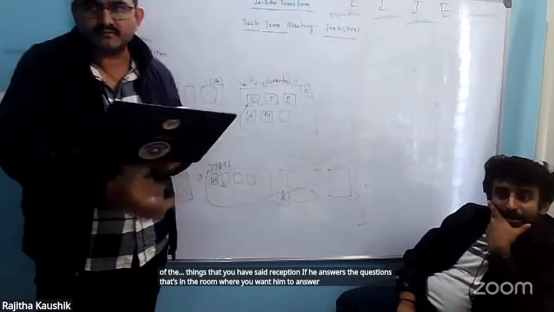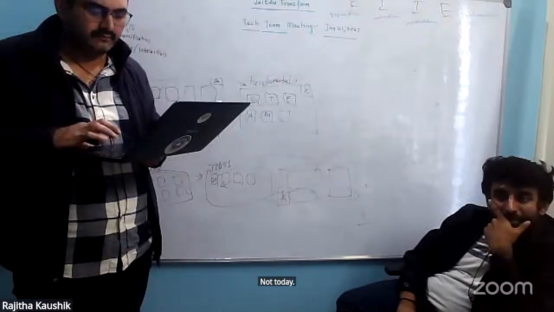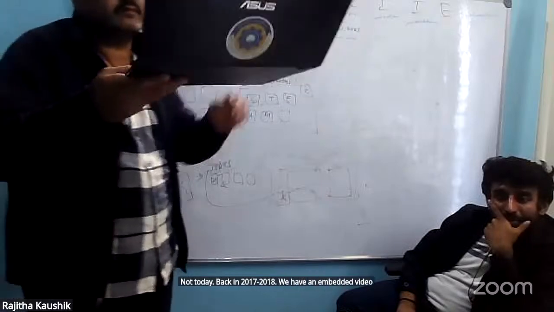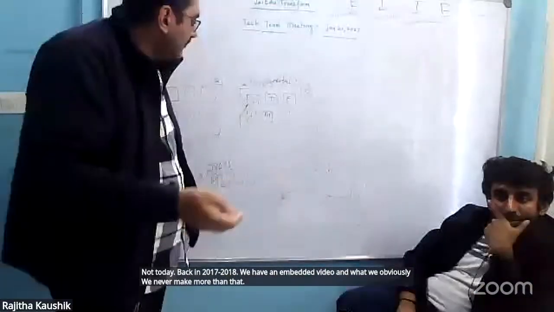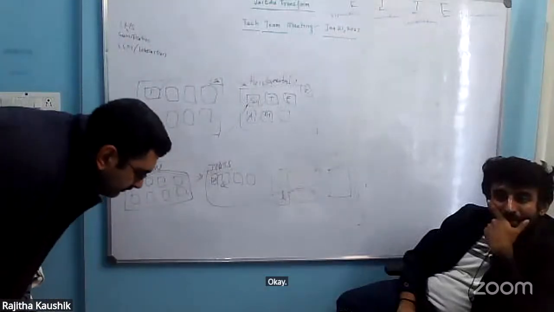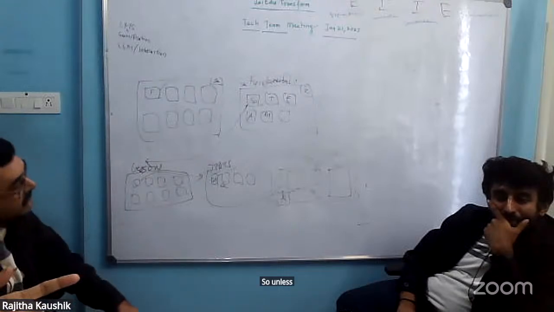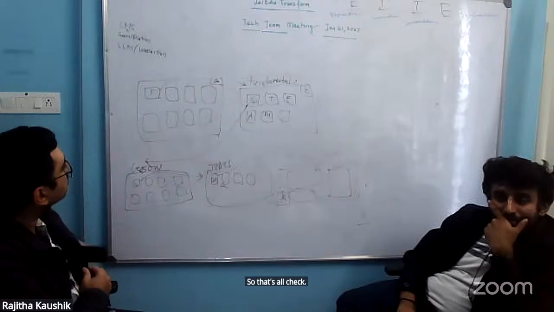We also faced this problem earlier, back in 2017 to 18. We embedded videos, and almost always embed a 15-minute video. We never make more than that. We have a question whether he has watched it or not. So for that, immediately after the video, we have a quiz. Unless he has watched the video, he can't answer the quiz. So that's our check. So Google gives the facility.